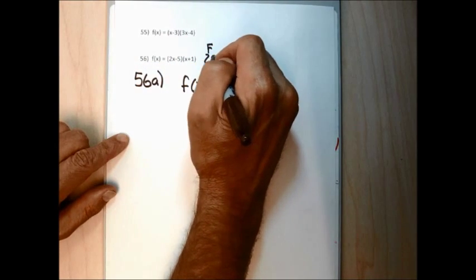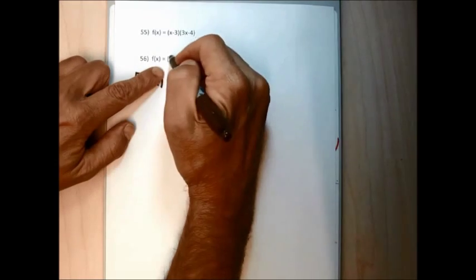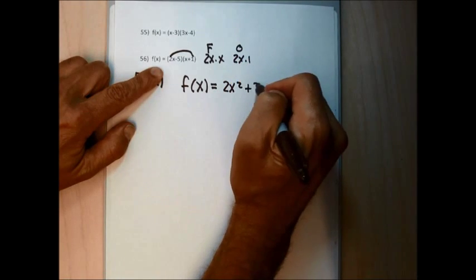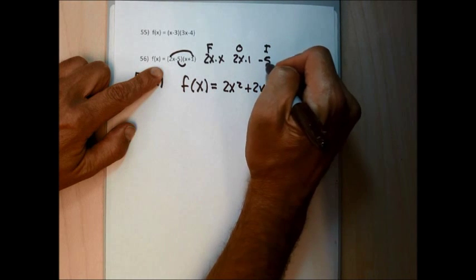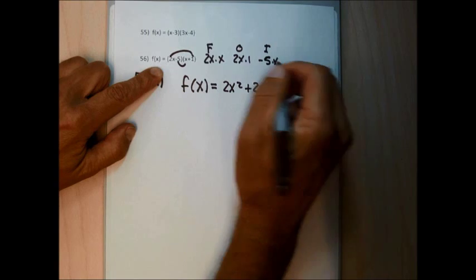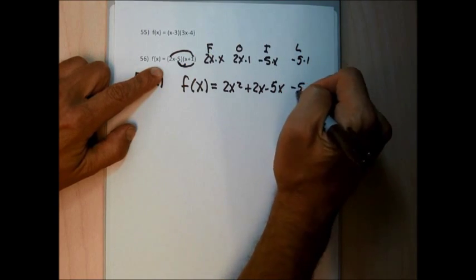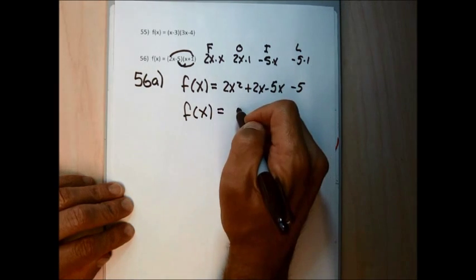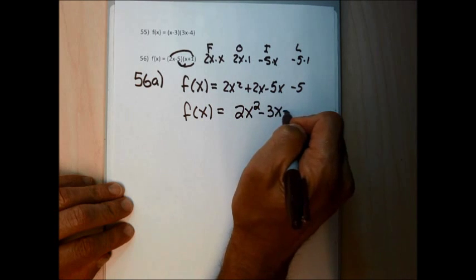The firsts are going to be 2x times x, which are 2x squared. The outers are going to be 2x times 1, which is positive 2x. The inners are minus 5 times x, which is minus 5x. And the lasts are minus 5 times 1, which is minus 5. So this whole parabola comes out to f of x equals 2x squared minus 3x minus 5.